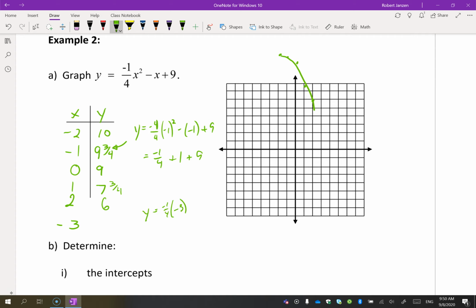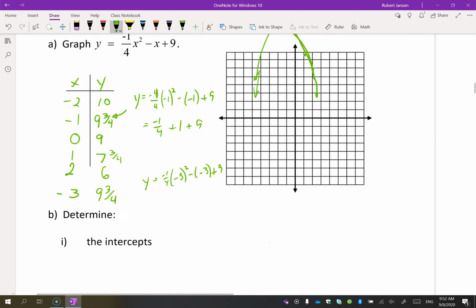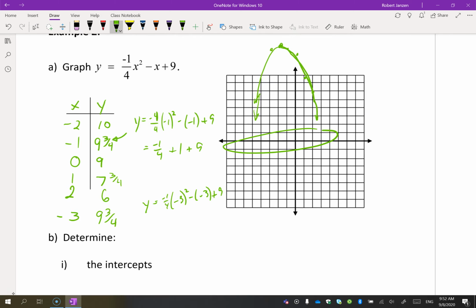-1/4 times -3 squared. Take away -3 plus 9. So this is going to be 9/4. So that's 2 1/4. Oh, it gives me 9 3/4. So there you can see that I'm coming back down. Okay, so then I know that this is my vertex. Okay, so we'll just kind of make a messy graph like that. Don't worry about it for now. What are the intercepts? I have no idea.